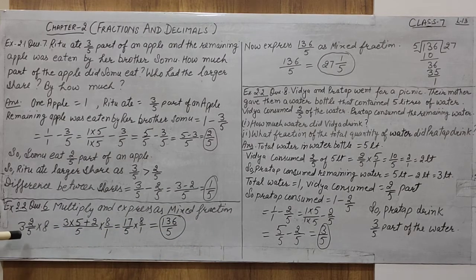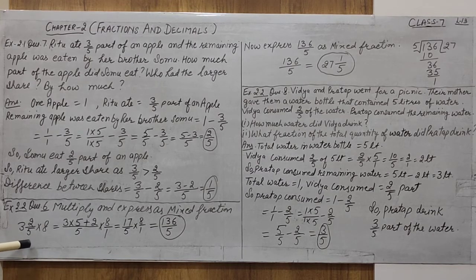Now the question is 3 and 2 by 5 multiplied with 8. So a mixed fraction is multiplied with a whole number. For this, first of all, we must change the mixed fraction into an improper fraction. Then multiply with the whole number.